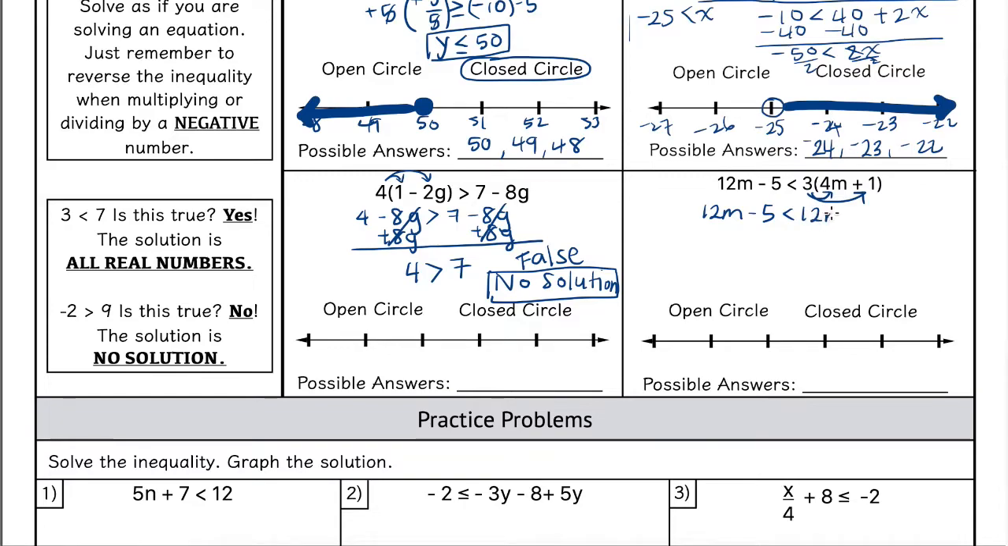The last example, if we solve, we have 12m minus 5 is less than 3 times 4m plus 1, which is 12m plus 3. Subtract 12m from both sides. I hope you know where I'm going with this. It gets rid of both of our variables here. And I'm left with negative 5 is less than 3. Is negative 5 less than 3? Yes, it is, just like 3 is less than 7. Because this is always true, the answer is all real numbers.